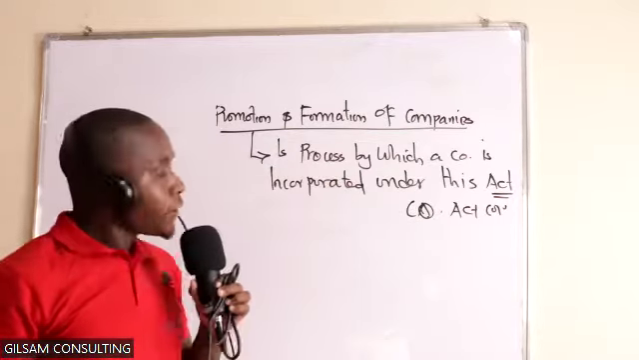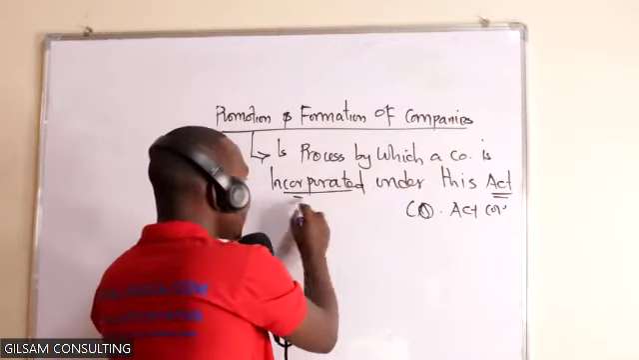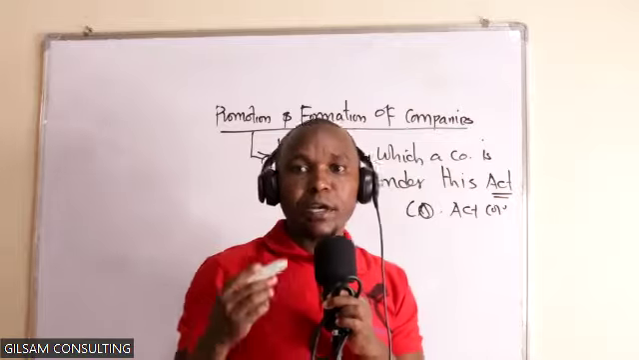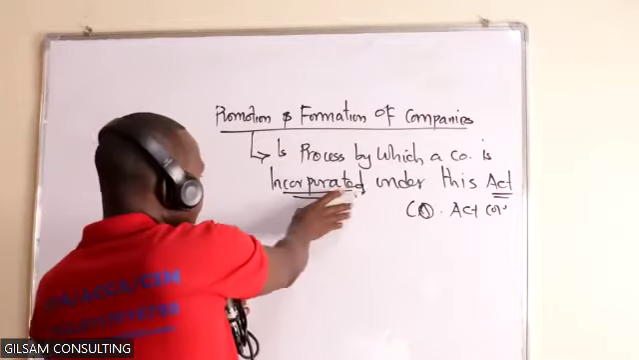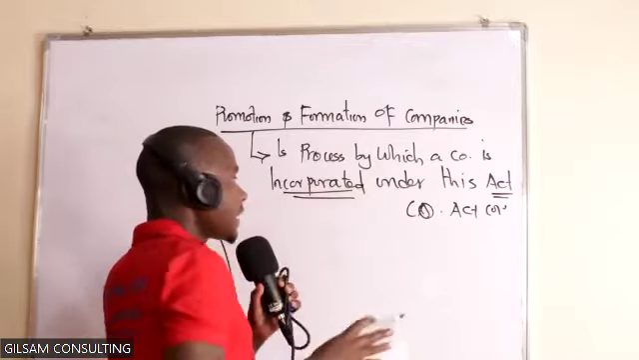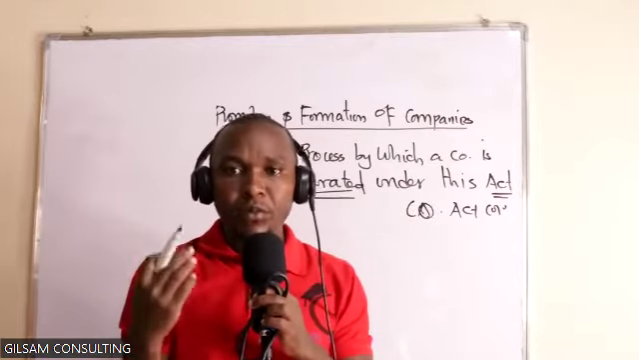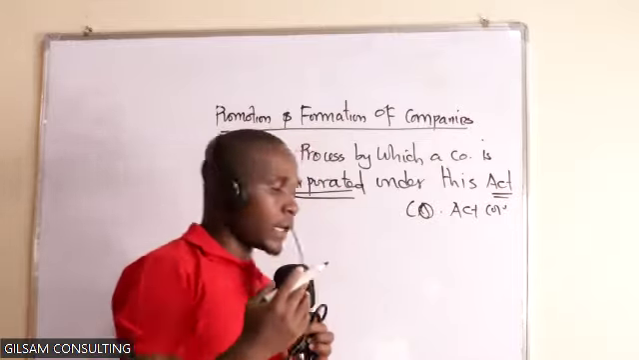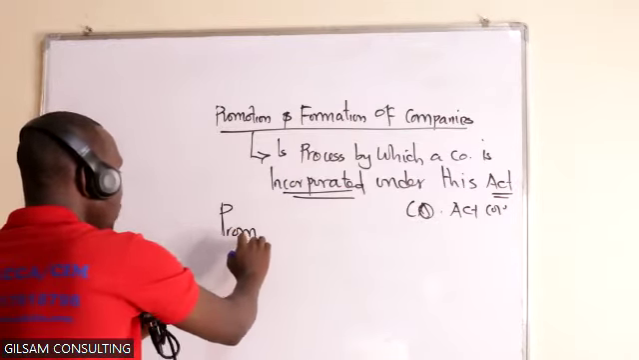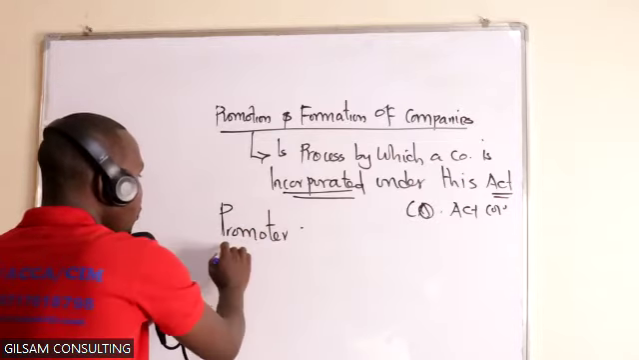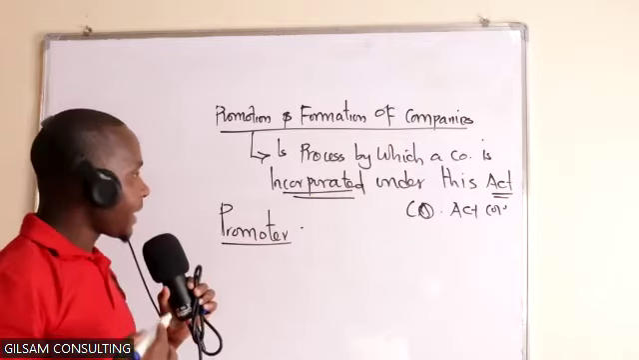So the person who undertakes this process of incorporating the company or registering the company, we call it a promoter. The person who takes the responsibility of incorporating the company, registering the company, collecting all the information and the documents required, is called the promoter. So we have to define who is the promoter. Also, we need to know what are the functions of the promoter. Also, what are the rights of the promoter?